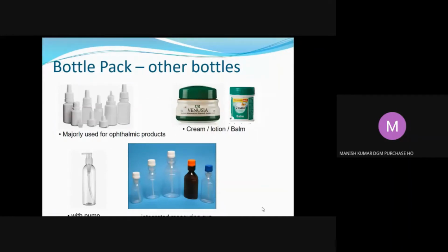And there are PET bottles with pump also available. And there are bottles integrated with the measuring cup. Normally for mouthwash, people are using it. You can see here, there is a pipe here. So liquids are coming here, and as per the measured quantity, it will stop. It will be here. It will not go inside. Then you can utilize it in the balanced quantity.